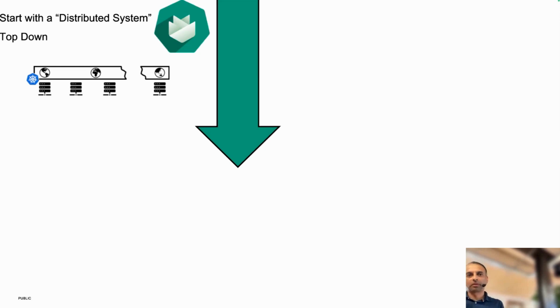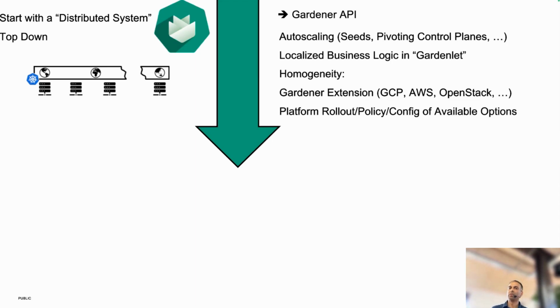So when you think about how we designed Gardener, the outcome of Gardener is we have a top-down thinking. Imagine you already have a distributed system where Kubernetes is at your fingertips. Don't care where it came from. The API you would design is a little bit different. You look at it more holistically. Now that I have a distributed system, I can do something with the control plane. I can do auto scaling. I can create my seeds for the control planes. I can do pivoting of the control planes.